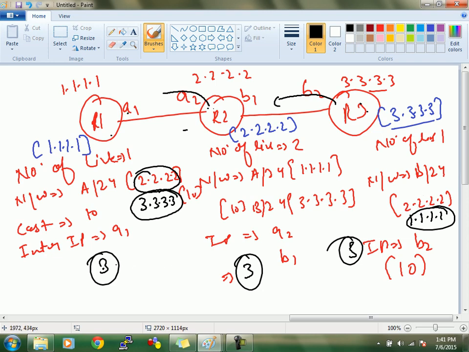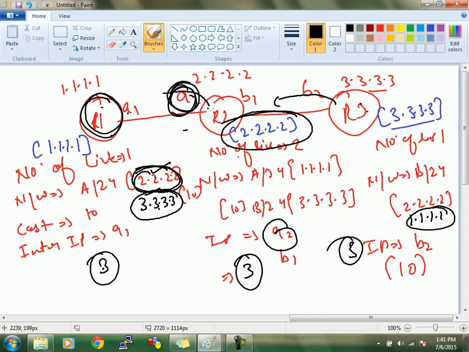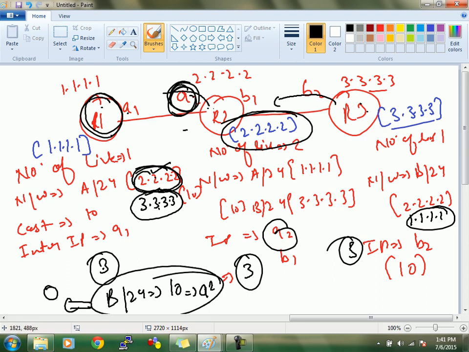Now, when R1 has to build its routing table, R1 will say I have two databases, one of 2, one of 3, but the only neighbor reachable to me is 2.2.2.2. It means to reach R3, my next hop will be A2, that is forwarded by R2. This thing is clear. So it will install the network. Which network? B network /24 with a cost of 10 in its routing table with the next hop of A2. This network is marked as O. O means OSPF intra area.